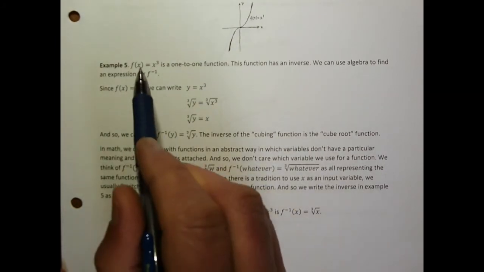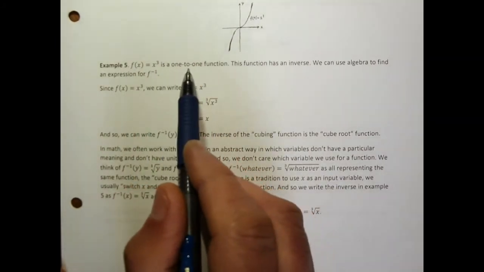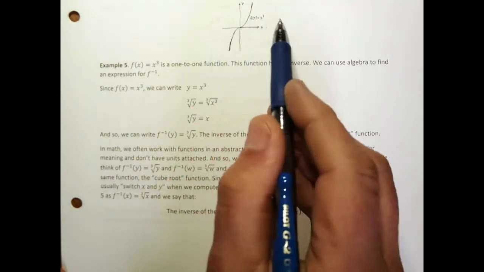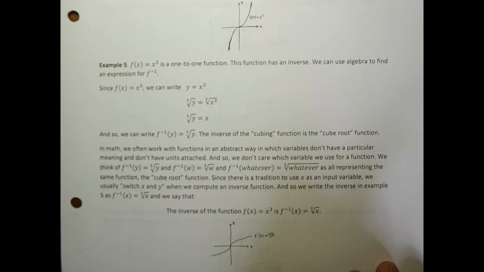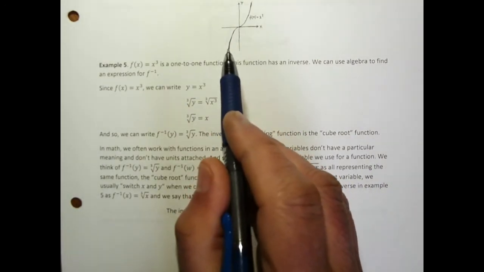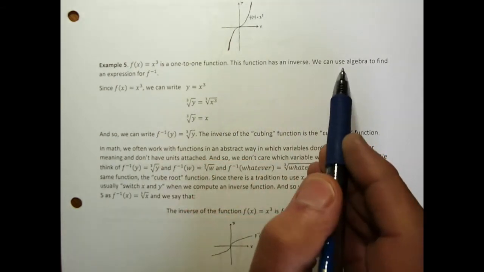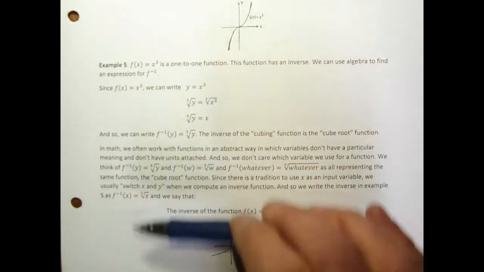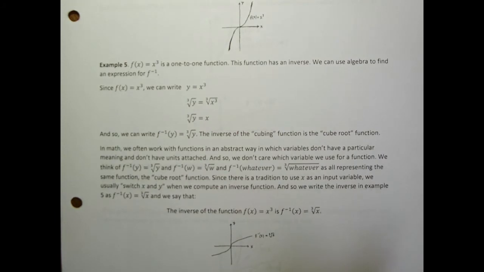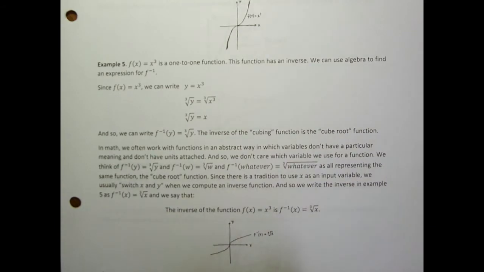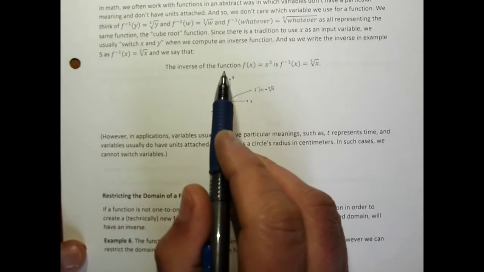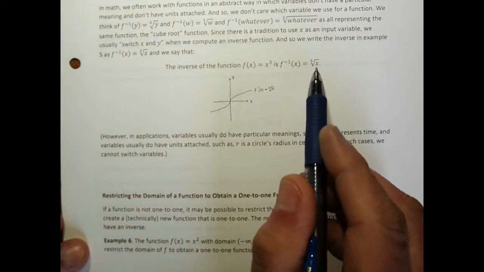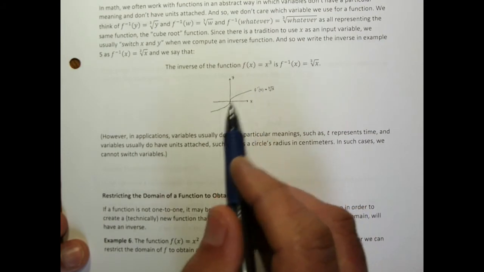Another example is f of x equals x cubed. That function is one-to-one. It satisfies the horizontal line test. Horizontal lines cross it at most once. And so this function has an inverse, and we can use algebra to find it. Now, I'm not going to go through the algebra with you all here, because we're not going to have to do this type of calculation in our trig class. I just want you to see that when you go through that, the inverse function that we obtain is the cube root of x function, and its graph looks something like so.